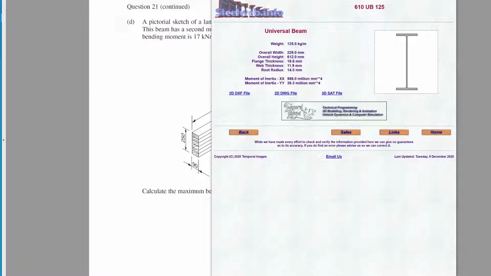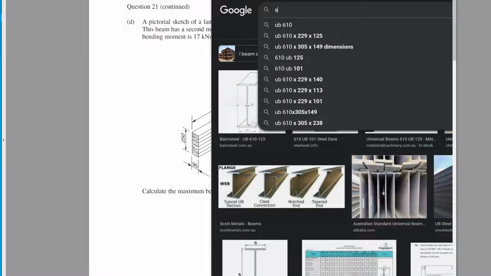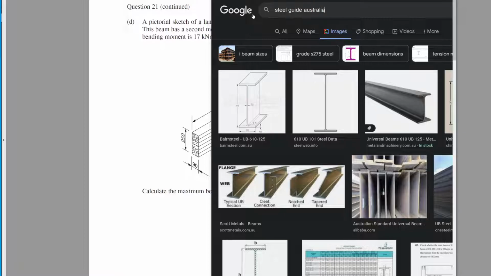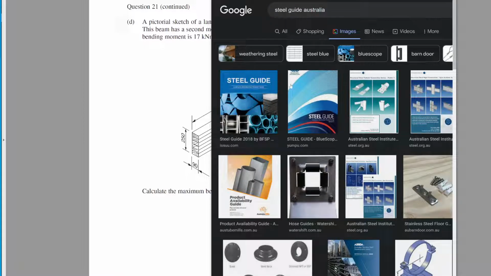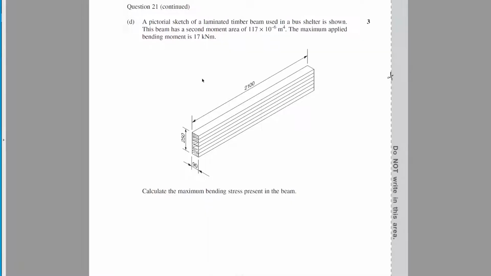I have a book, the Steel Guide for Australia. I don't know if I can find it. I have no idea what it's called. It's a red book, my copy is a red book. Anyway, if you buy this, it will give you these things, and it will just say 10 to the 6 millimeters to the power of 4, always.